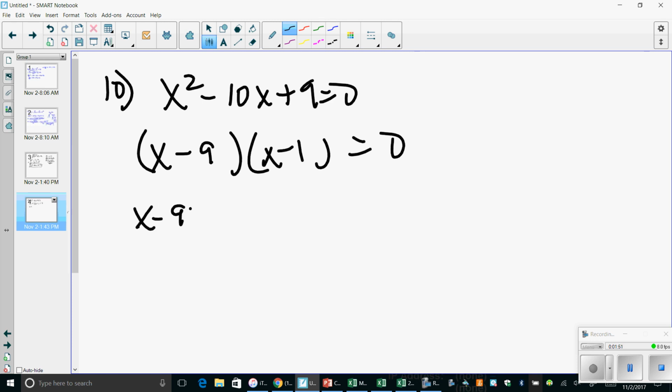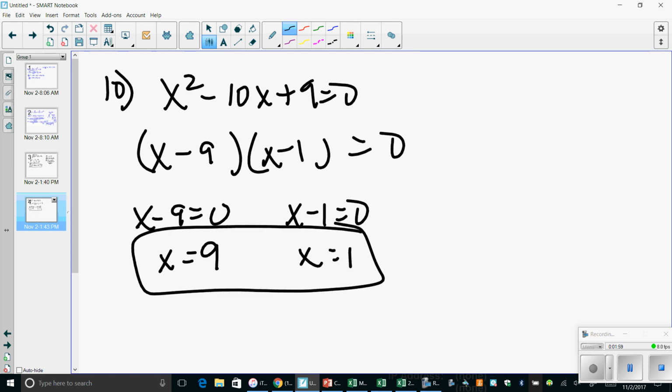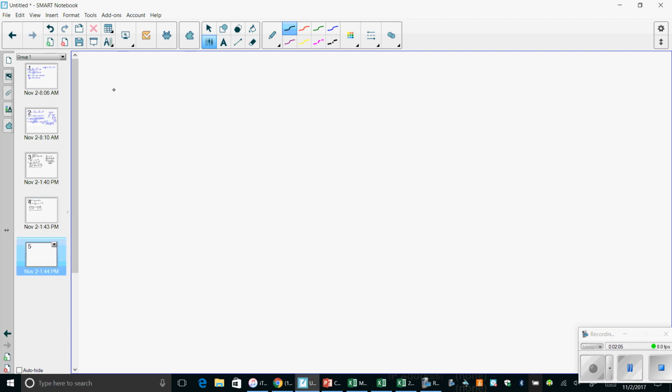So set both of these equal to 0. And you get x is 9 and x is 1. Those are my two answers. All right, number 15, continuing with factoring. I've got x squared plus 4x is equal to 12.